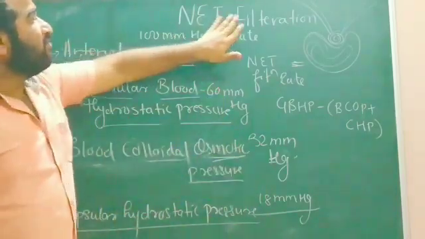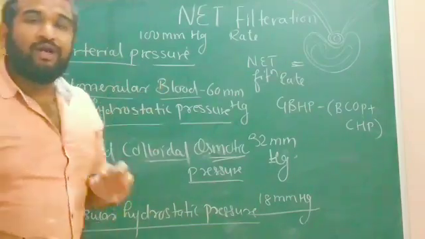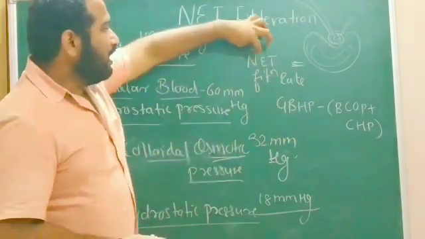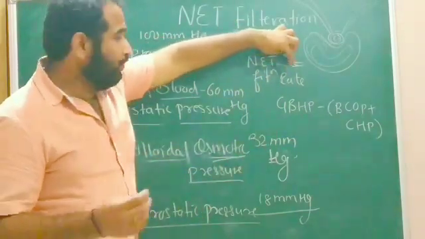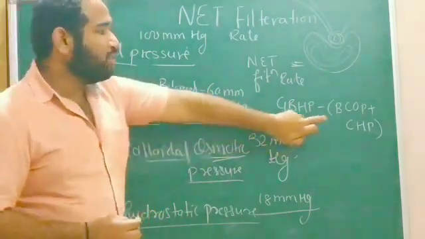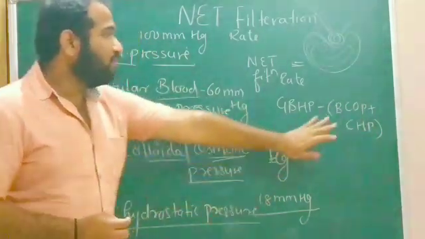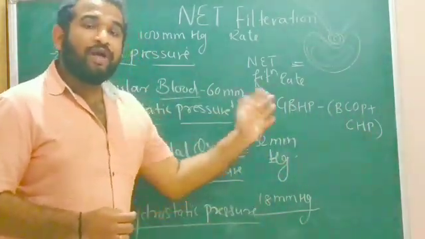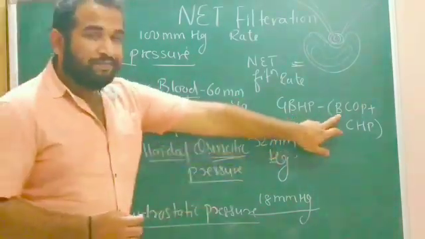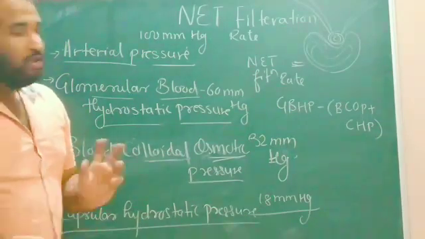Now to find out the net filtration rate, we have to understand all this. We have understood all this, and now we will put it into the formula. The net filtration rate is equal to the glomerular blood hydrostatic pressure minus these two pressures, that is the negative pressures, because they are working against the glomerular blood hydrostatic pressure. That pressure is the blood colloidal osmotic pressure plus the other pressure, the capsular hydrostatic pressure. Now let's calculate.